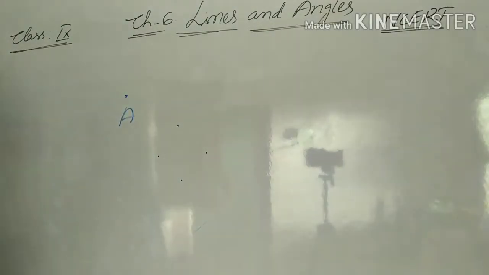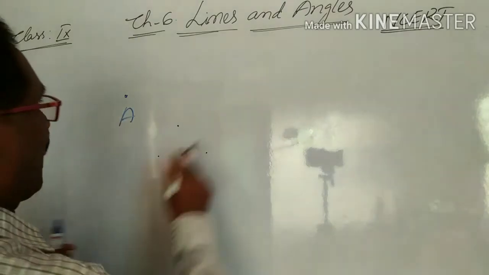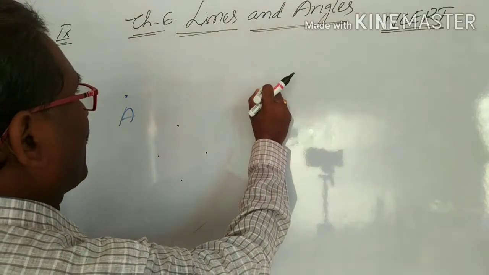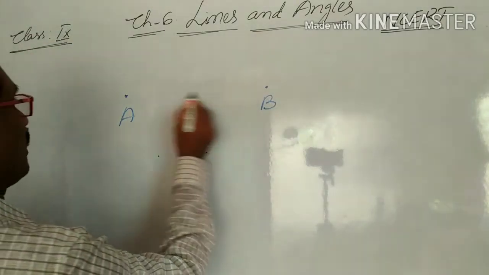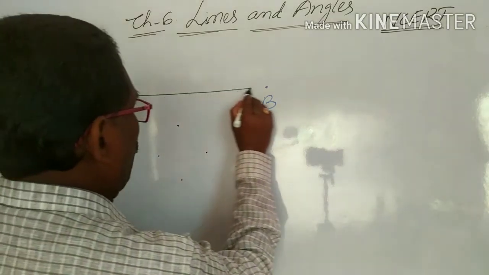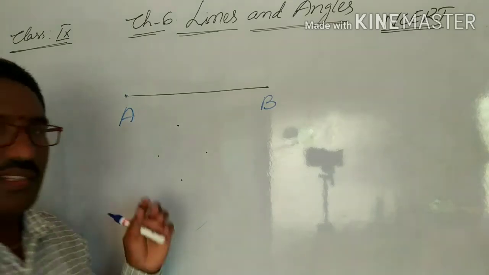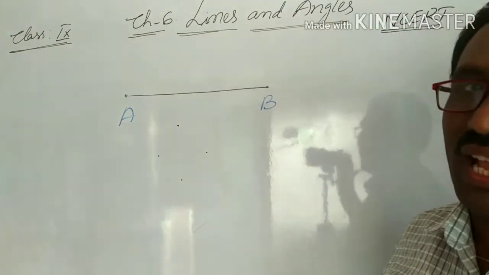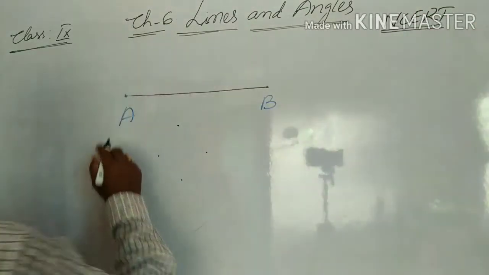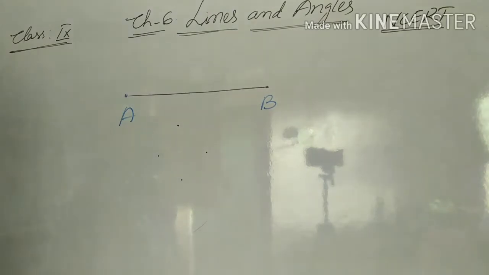Now here, this is point A. Another point here, you can take B, the point B. Now join these two points. What is this? This is a line segment. What is that? Line segment.